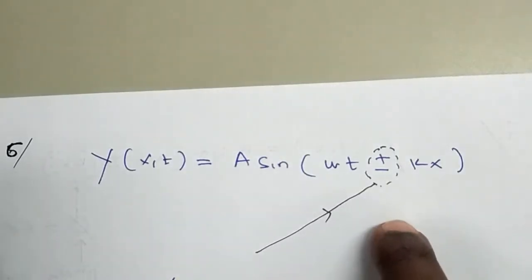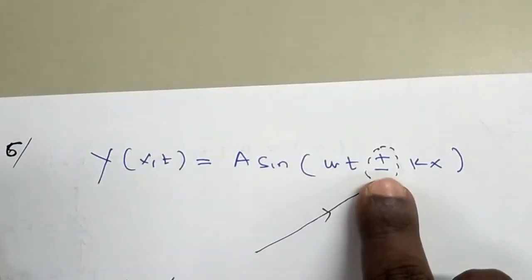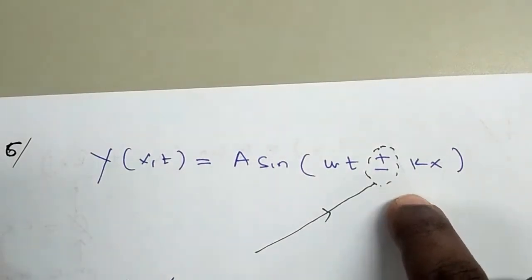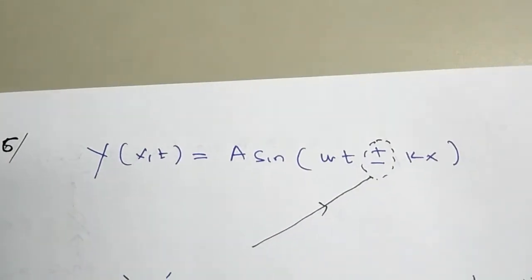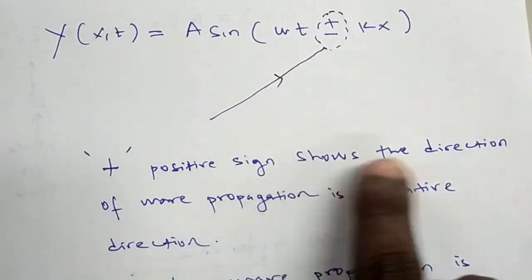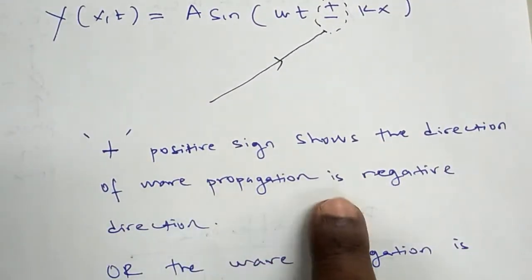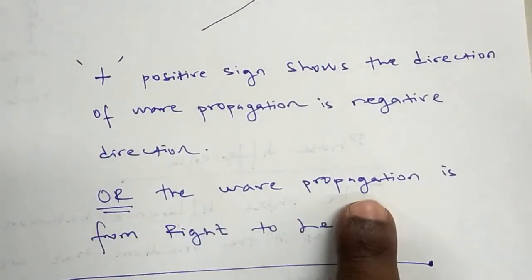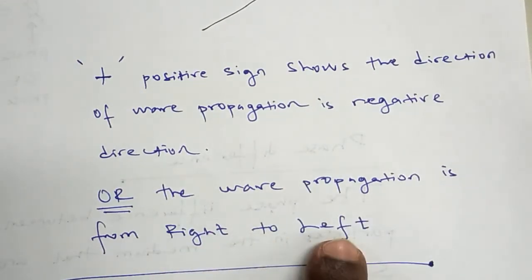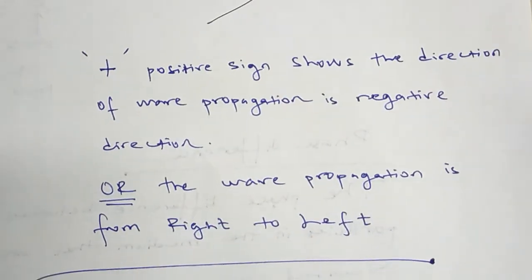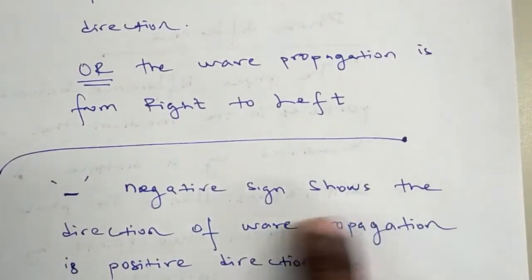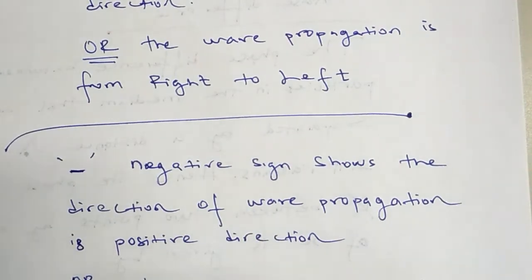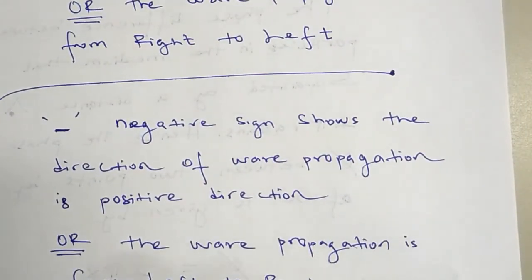Now I'm going to brief on the positive and negative signs in this progressive wave equation. The positive sign shows the direction of wave propagation is in the negative direction, or the wave propagation is from right to left. And the negative sign shows the direction of wave propagation is in the positive direction, or the wave propagation is from left to right.